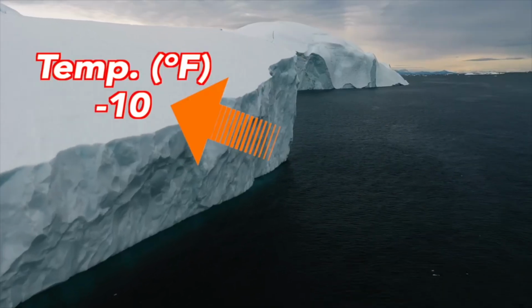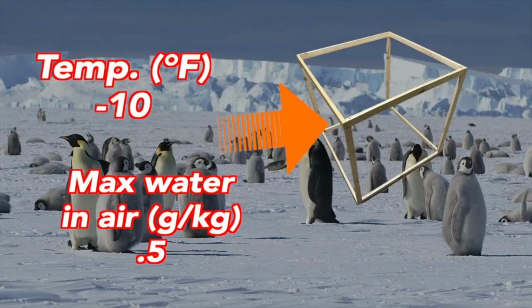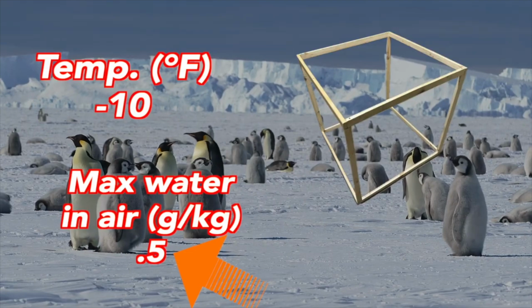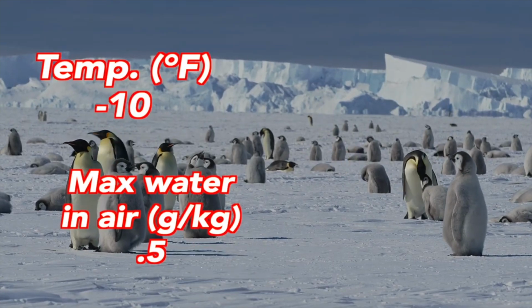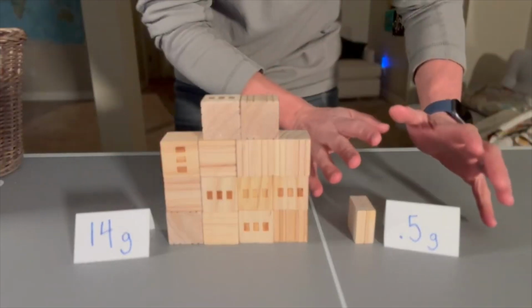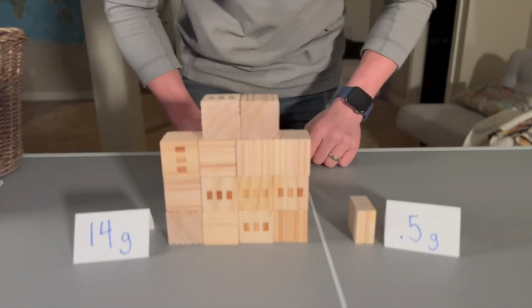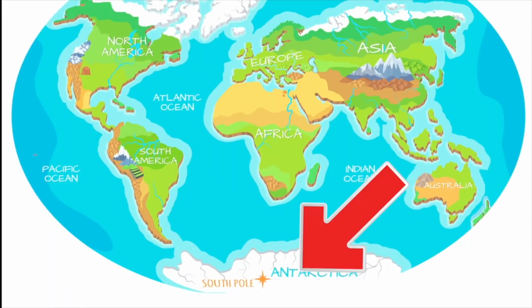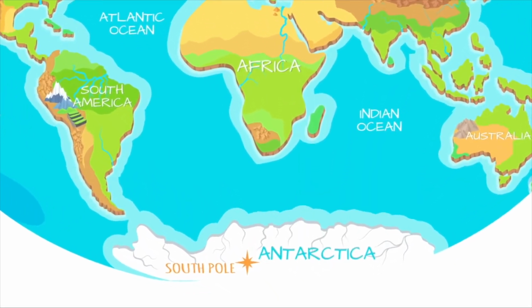But what if it's like -10 degrees? You know, Antarctic cold. Well, that kilogram of air could only hold about a half a gram of water vapor before it was saturated in 100% humidity. So 100% humidity in Antarctica is far drier than 100% humidity somewhere with 70-degree air. And that also explains why Antarctica is technically a desert.